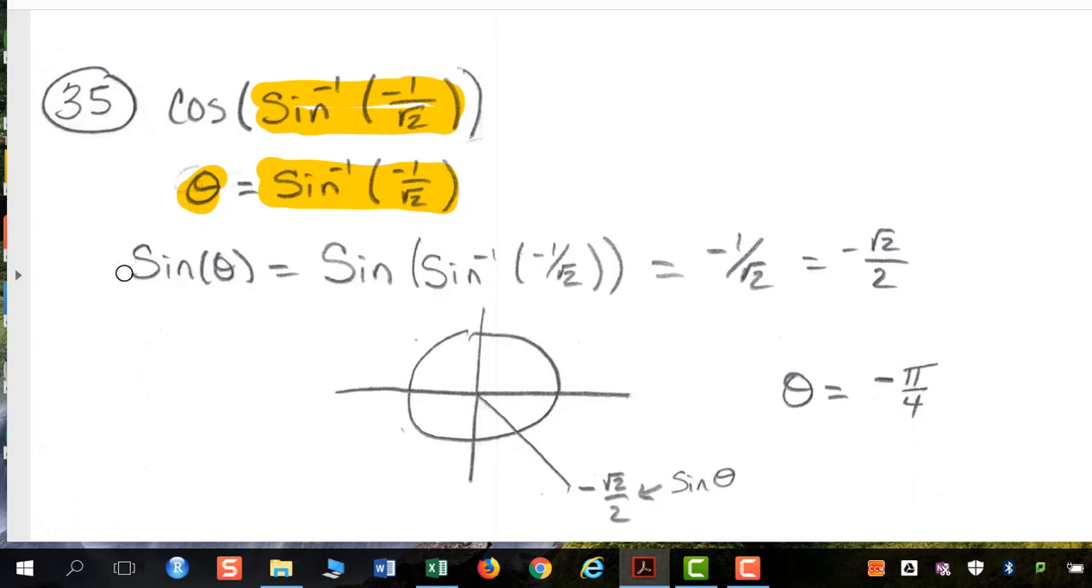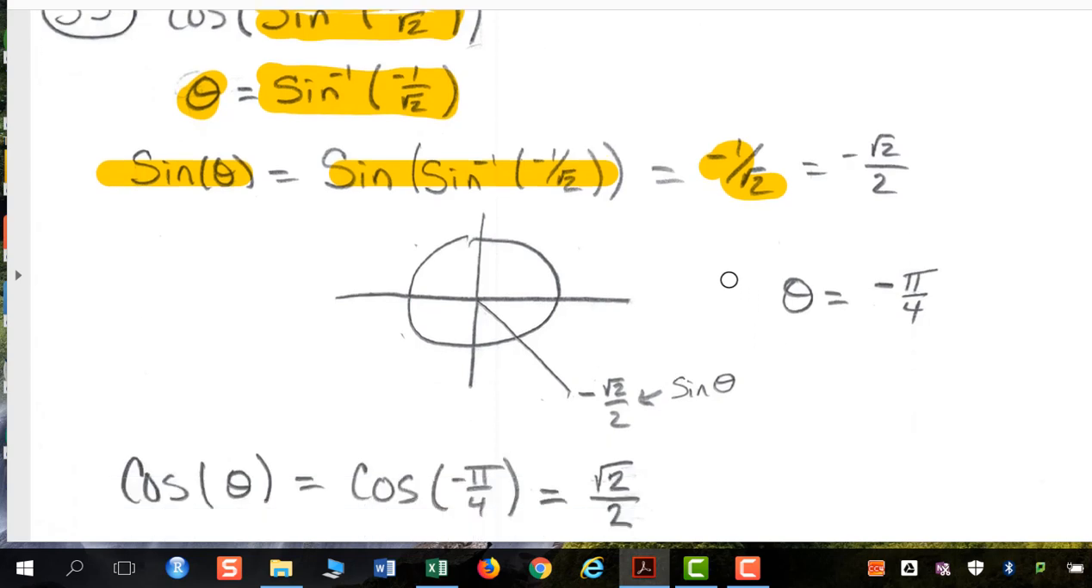Then I apply the sine function to both sides. I'm applying the sine function to both sides because I want to find the inverse to undo arcsine. So on the left-hand side, I have sine of theta. On the right-hand side, I have arcsine of -1 over root 2 inside sine, and all of that simplifies to -1 over root 2. So in other words, I have sine of theta is equal to -1 over root 2.